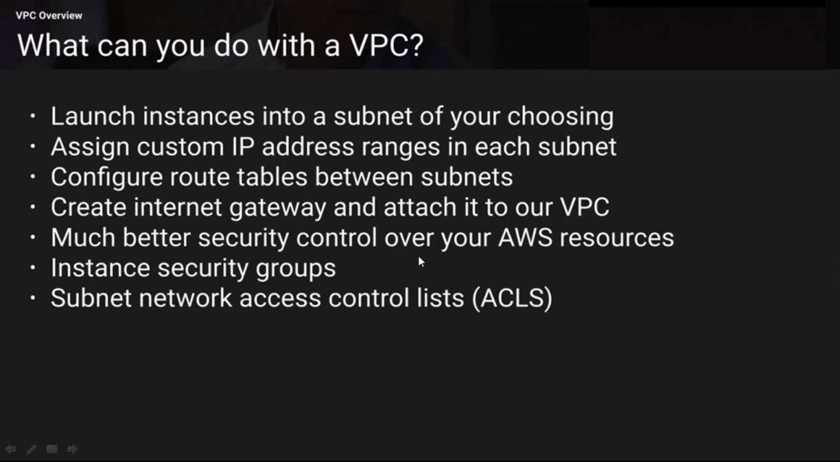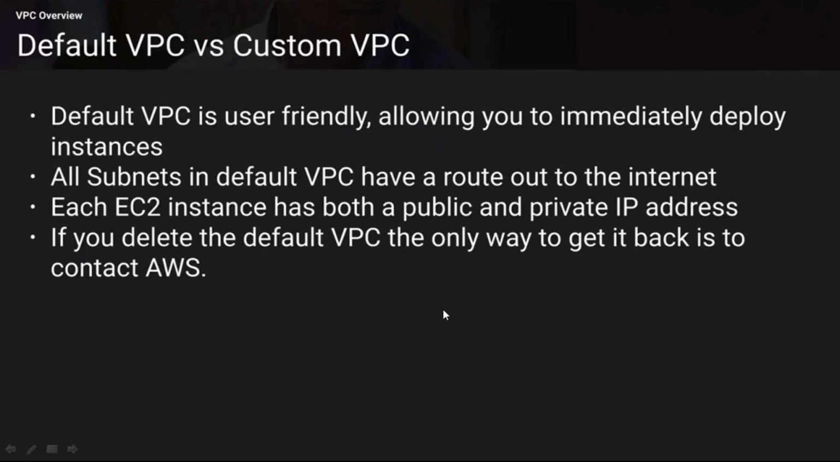Much better security control over your AWS resources. So we will have better control in terms of our VPC, and instances will have the security groups, and the subnets will have the network access control lists. Now before we go ahead and start doing the practical lab, the first thing we'll understand is the difference between the default VPC and the custom VPC.